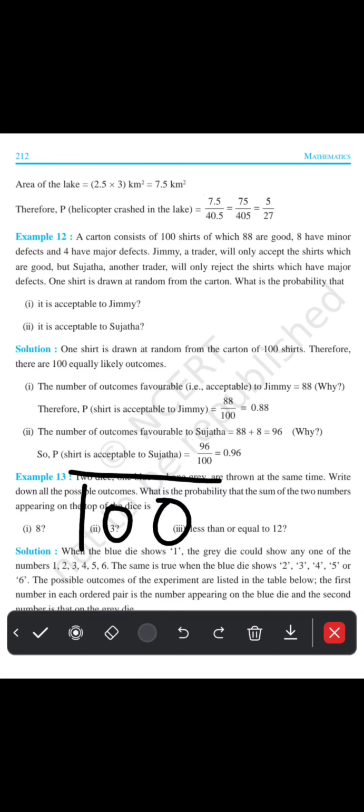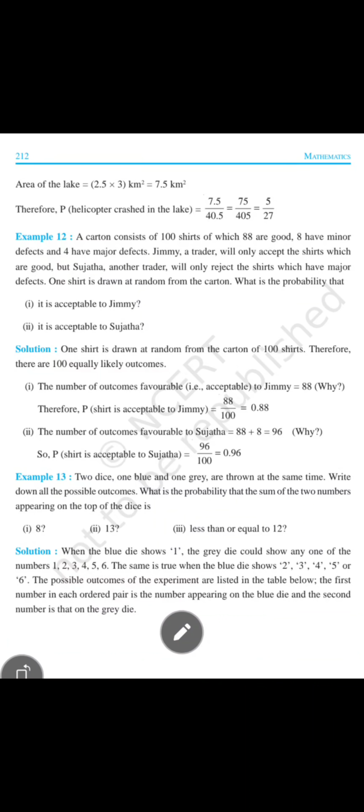Tell me what you are saying. Yeah, this one is easy. The number for Jimmy would be simply 88 by 100. And for Sujata, it would basically be 100 minus 4, because 4 have major defects, which would be 96 by 100. Jimmy only wanted the good ones, and Sujata does not want the major defects. So this is 0.96 and this is 0.88.